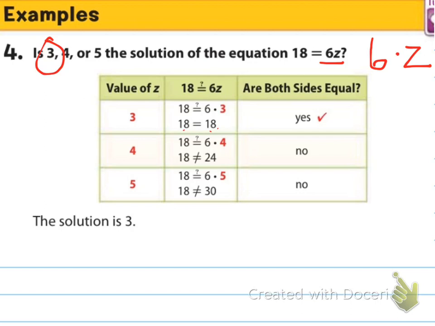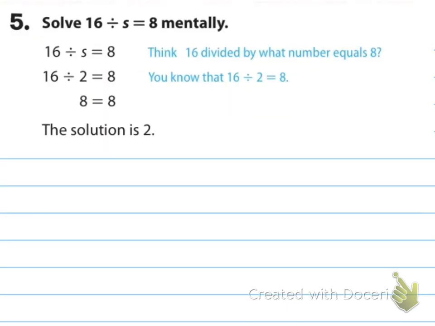Now pretty much it's going to be one solution every time, so it's not necessary to keep going. But if you want to double check just to make sure you didn't make a mistake, you could still do 6 times 4 is 24. 24 is not equal to 18. 6 times 5 is 30. 30 is not equal to 18. And so we know our solution is 3.